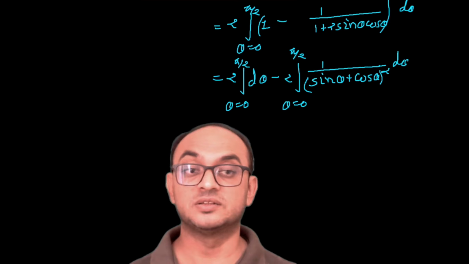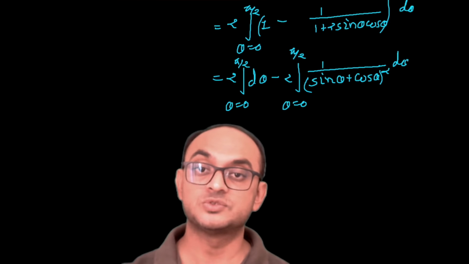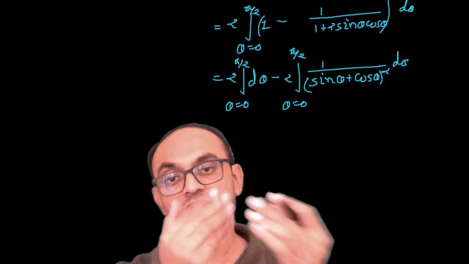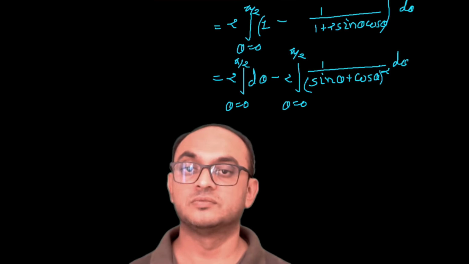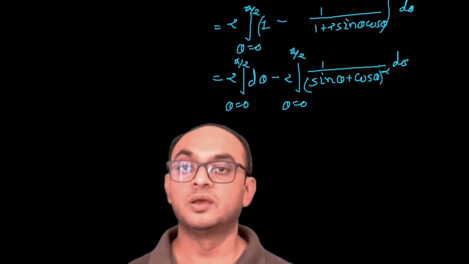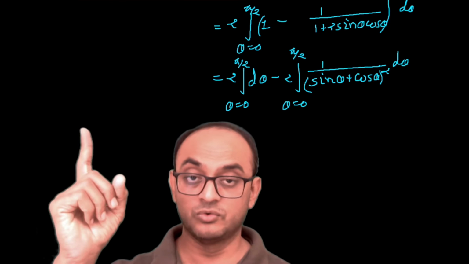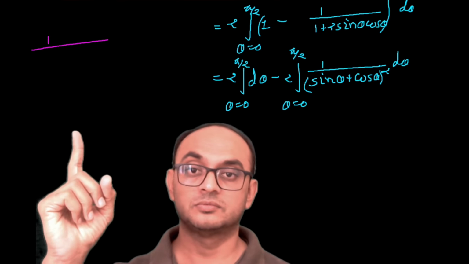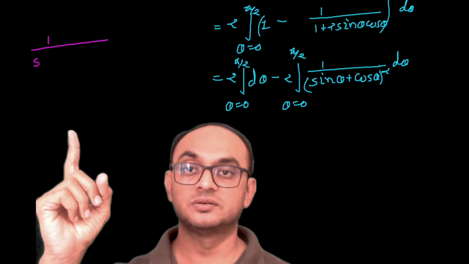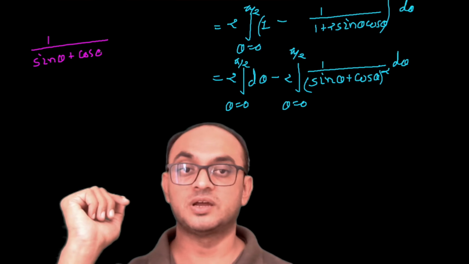This we have already seen. (sin theta + cos theta) whole square is represented by 1 plus 2 times sin theta cos theta. So here we are applying only the reverse thing. Now look at here: 1 upon (sin theta + cos theta) whole square.